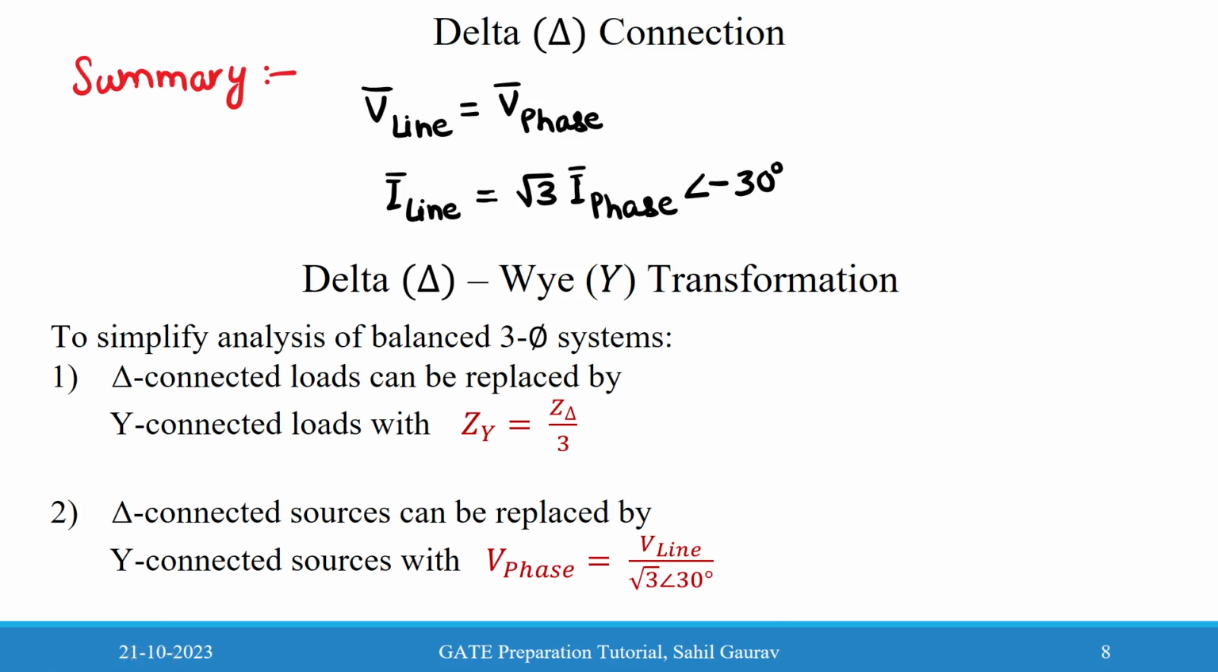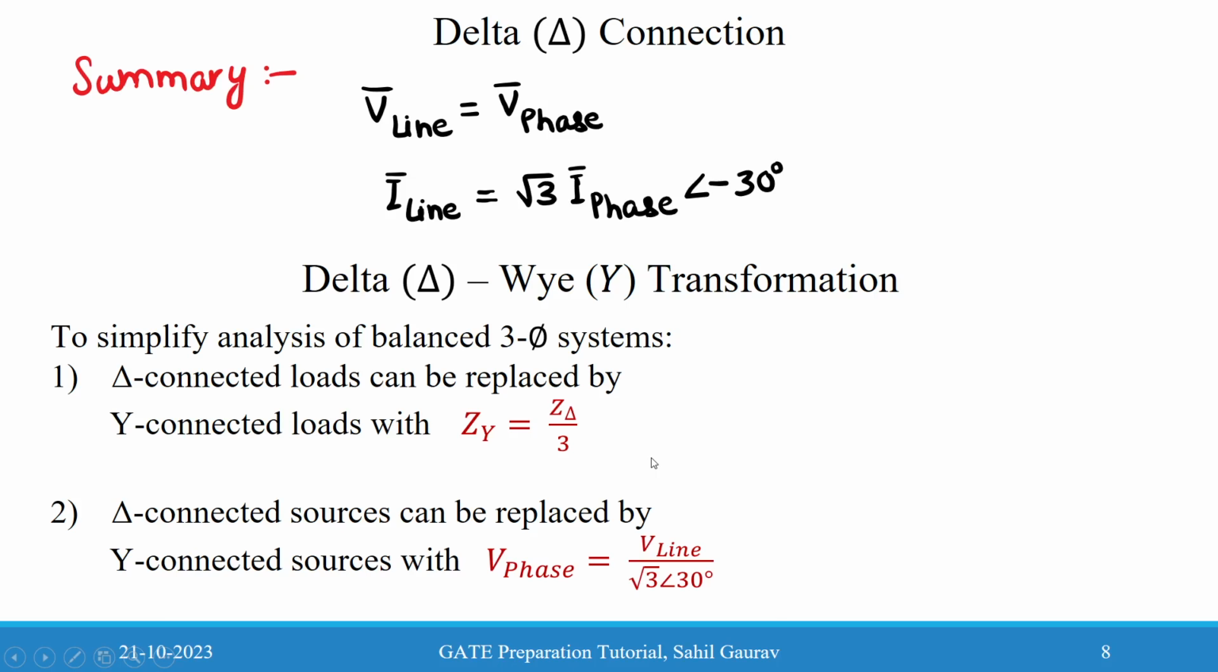Whenever delta connected loads are given, you should replace them with star connected loads with Z star equal to Z delta divided by 3. This is very important. And you can replace the delta connected source with a star connected source with V phase equal to V line divided by root 3 at the angle of 30 degrees. These two things you have to apply in the balanced three phase system.